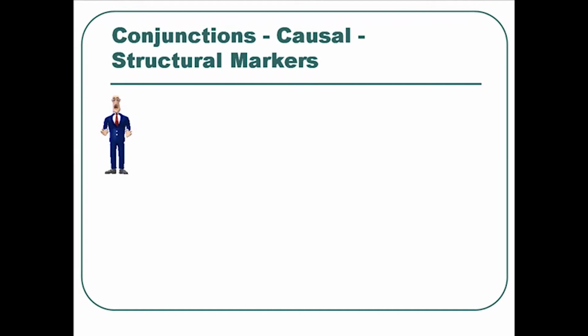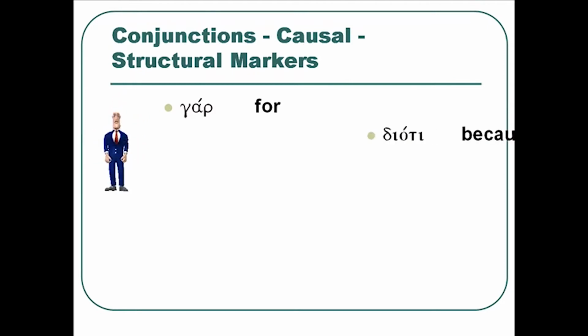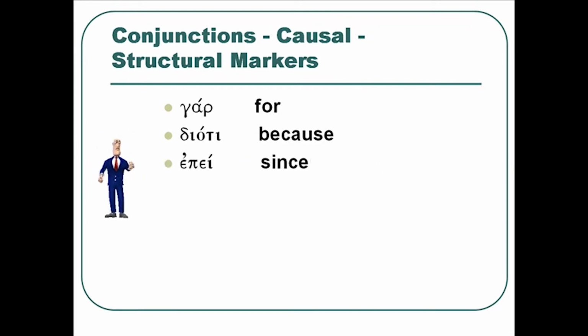Now here are some causal structural markers, cause and effect kind of thing. There'll be words like gar, which we've seen, means for this reason. Dioti means because. Epei means since. And you say, wait a minute, I thought epei meant when. That's right. In some contexts it indicates temporal. In other contexts it indicates a causal or logical relationship between things. Epei means since.